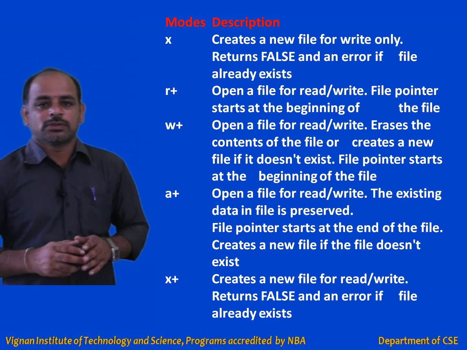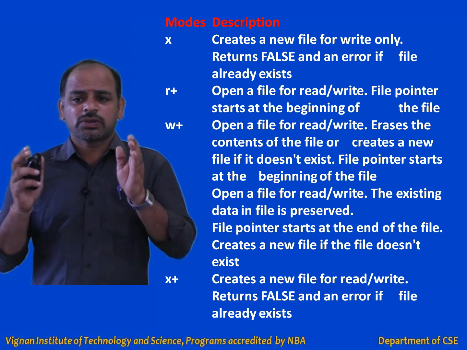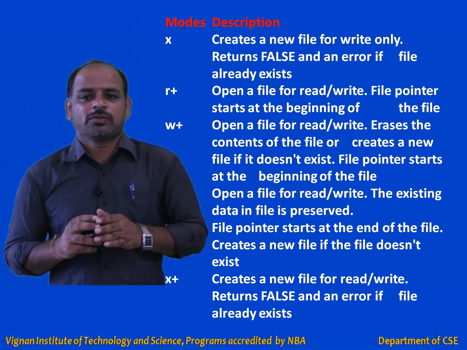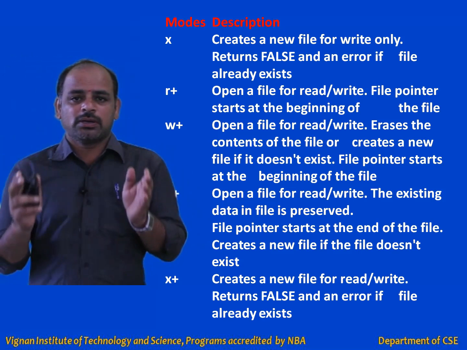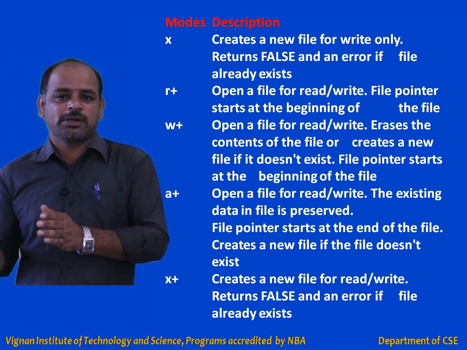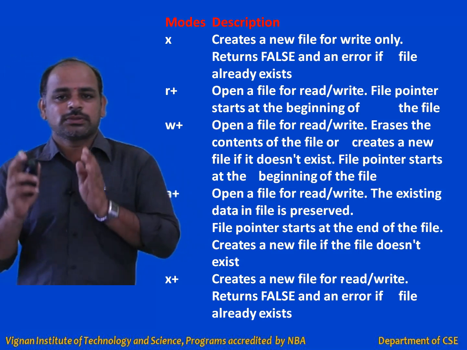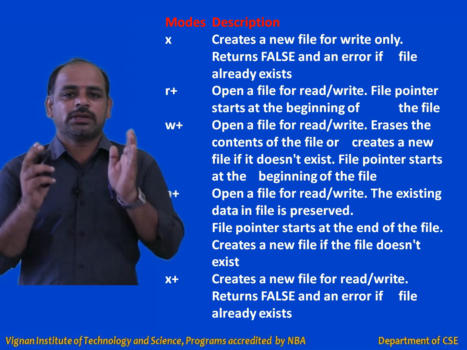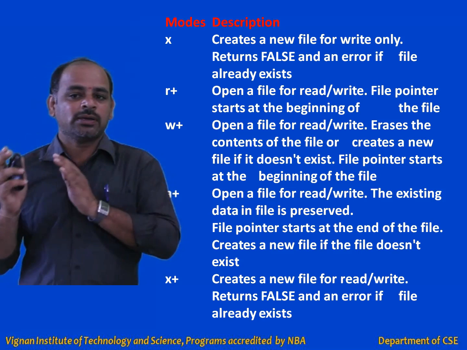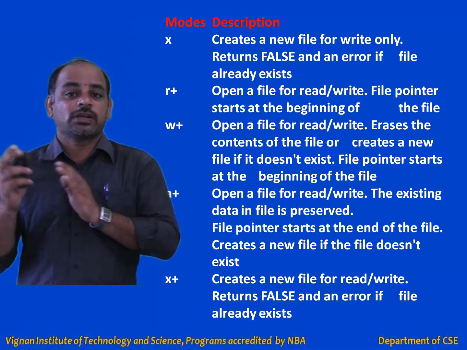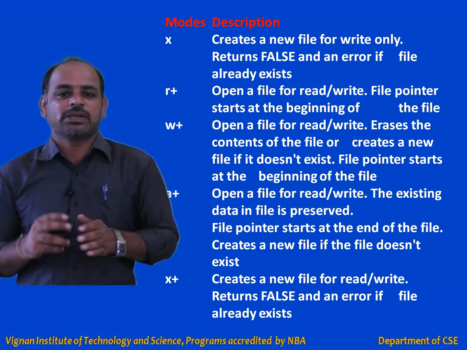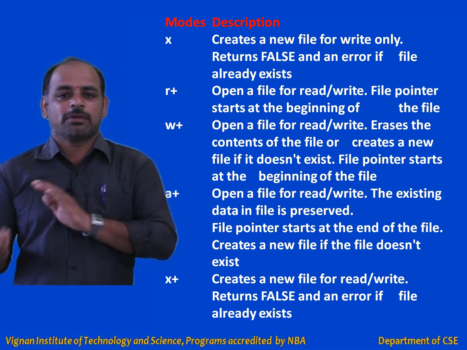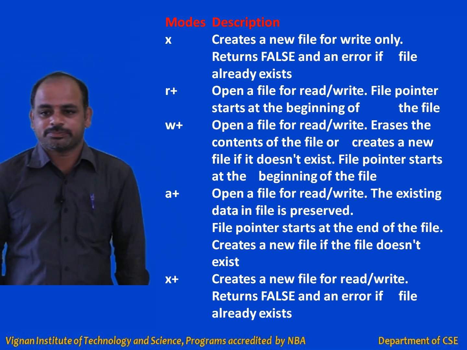Next, x plus mode. The x plus mode is where you create a new file for both read and write operations, right? When we use the x mode, we can open a file only for write operations. When we use the x plus mode, the file can be opened for both read and write operations. Again, if a file with that name already exists, you will get an error, because a duplicate file cannot be created. Otherwise, a new file will be created with that name, and on that open file you can perform both read and write operations.